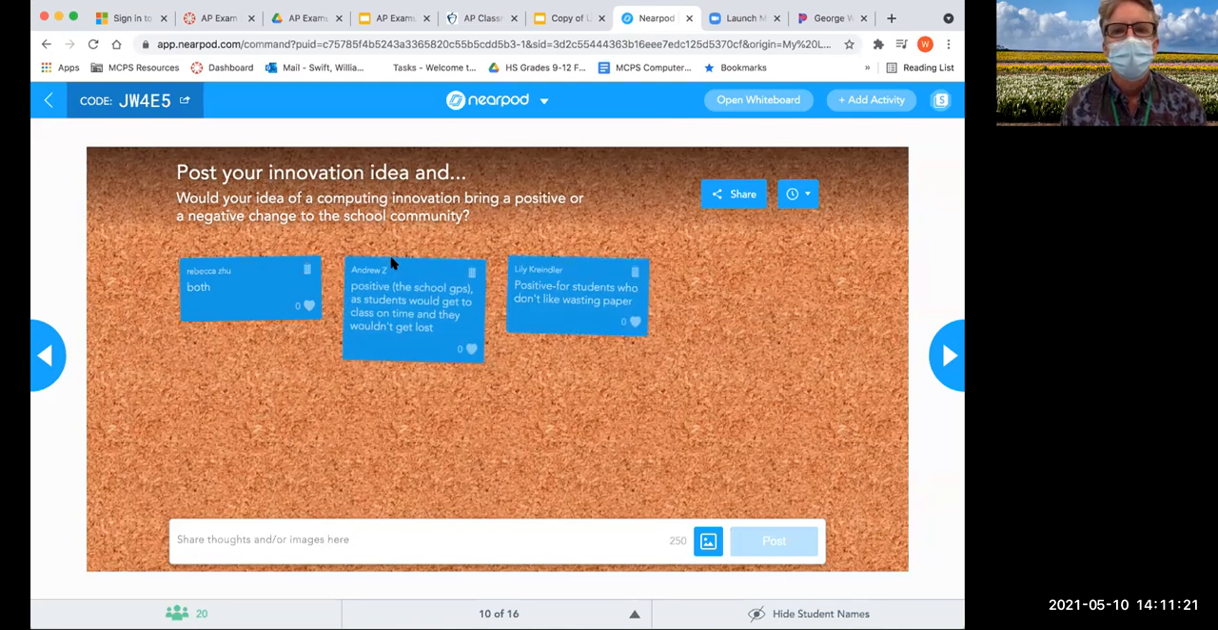Okay. Positive, the school GPS, as students would get to class on time and they wouldn't get lost. But what if you were trying to get lost? What if there was a shooter that was from your school that could track you by the GPS? Maybe that's a problem.